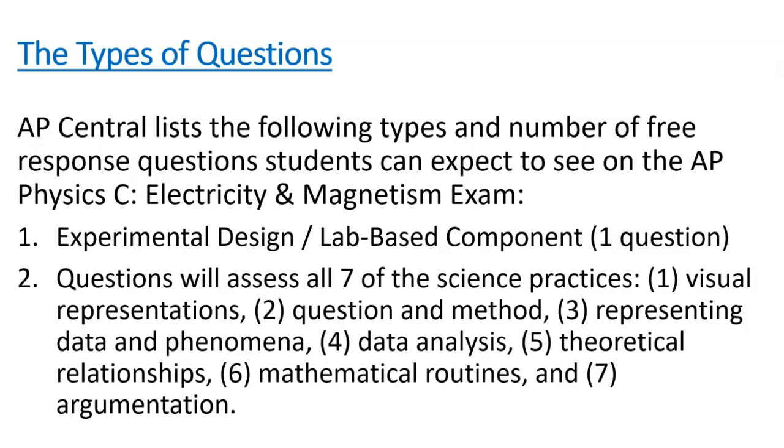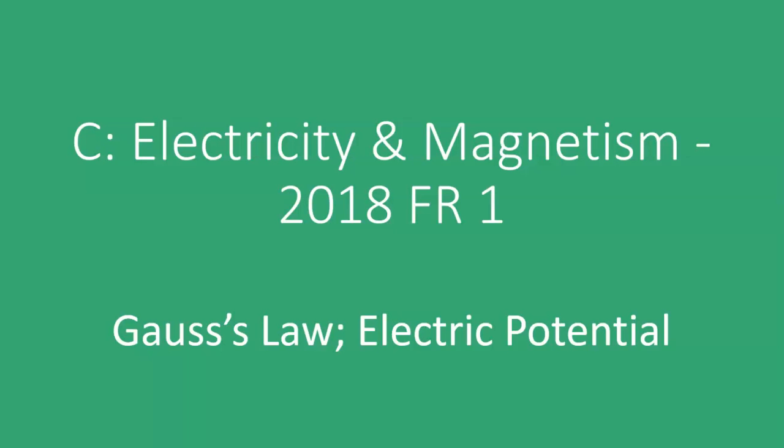AP Central has this to say about the free response questions on the AP Physics C Electricity and Magnetism exam. There will be one question on experimental design or with a lab-based component. And then the 3 questions on the whole will assess all 7 of the science practices listed here. This video will focus on the C Electricity and Magnetism exam from 2018, question number 1, which involved Gauss's law and electric potential.